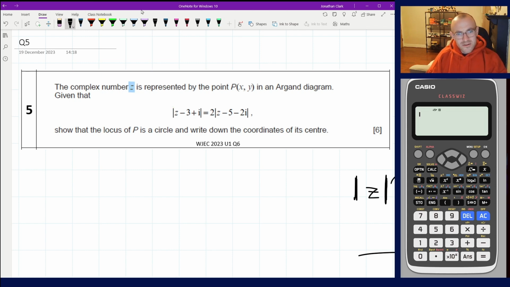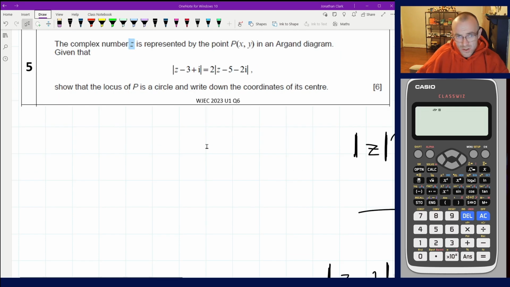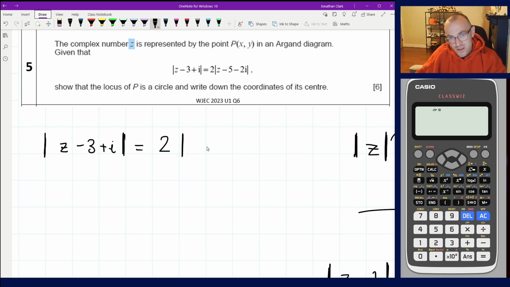Okay. So starting to make sense of this one then, I'm going to write it down quick. The modulus of z minus 3 plus i, and 2 lots of the modulus of z minus 5 minus 2i. So first of all, I'm going to replace the z's with x plus iy's, just so I can have some separation of real and imaginary terms. I'm going to write them both as x plus iy.